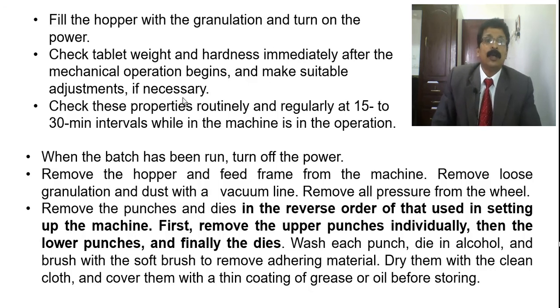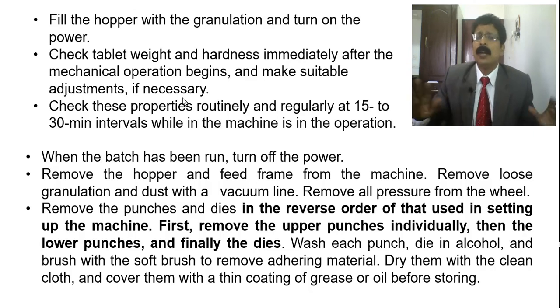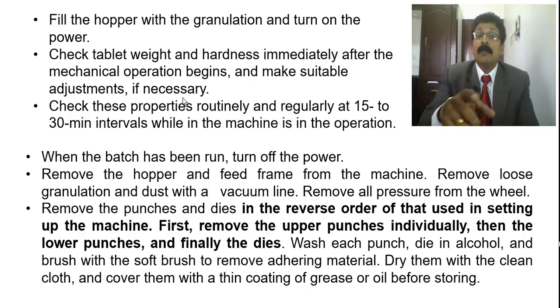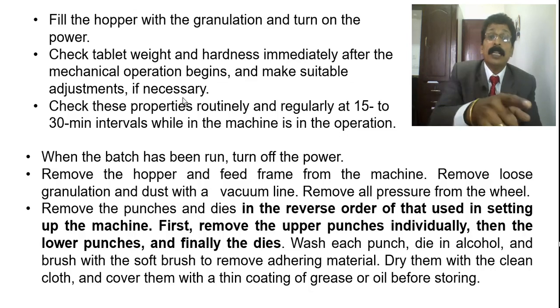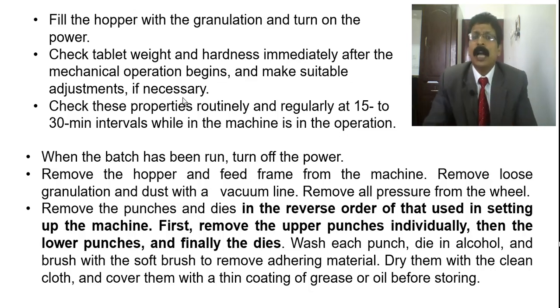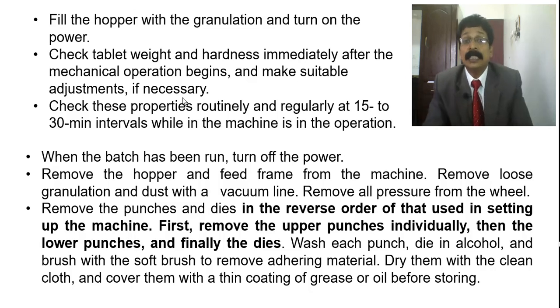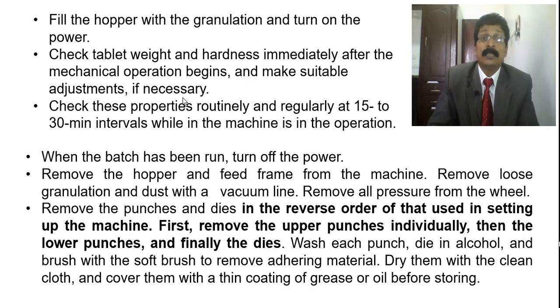When the batch has run off, suppose you finish the batch, quality control, everything is finished perfectly, so what you have to do? Now you have to do it in reverse steps. Understand? Removing should be in reverse steps. First you remove the hopper, then you remove the feed frame, then you loosen, then you dust and clean everything by vacuum and remove the pressure wheel and everything, and remove the punches and dies in the reverse order. First you have to remove the upper punches individually, and then the lower punches, and finally the die.